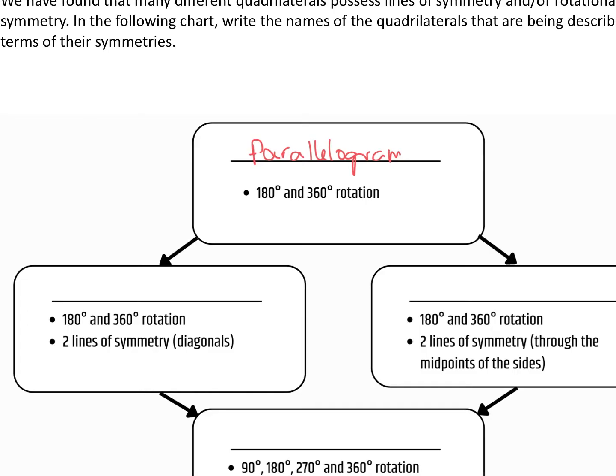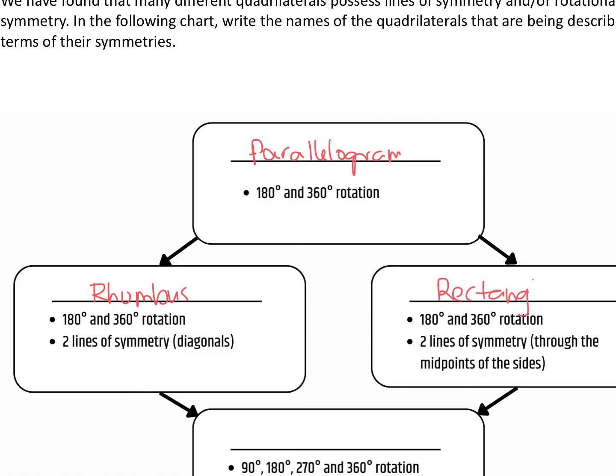Okay, now we get a little bit more. We get 180 and 360 rotational symmetry for both of the next ones. But on this left one, we also get 2 lines of symmetry, which are the diagonals. And on this right one, we also get 2 lines of symmetry, but these are through the midpoints of the sides. So that's a rectangle.